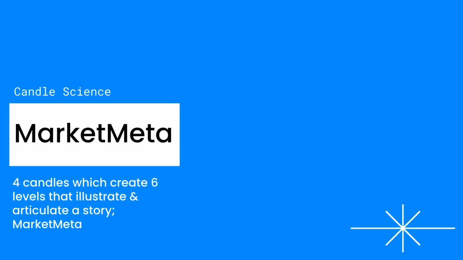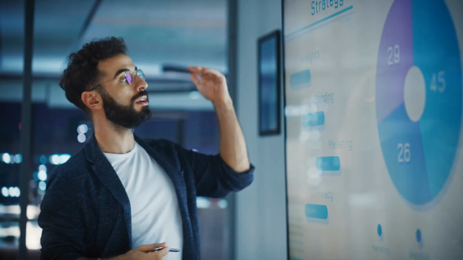Meta is a creative work, referring to itself or to the conventions of its genre, referring to itself or the author of the work. MarketMeta is a creative work of illustrated lines that articulate market structure and patterns.